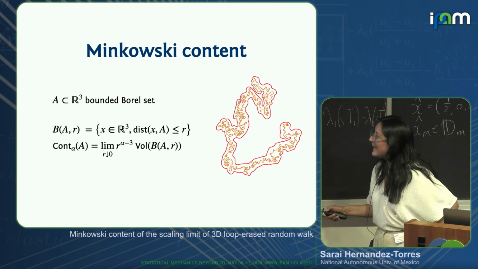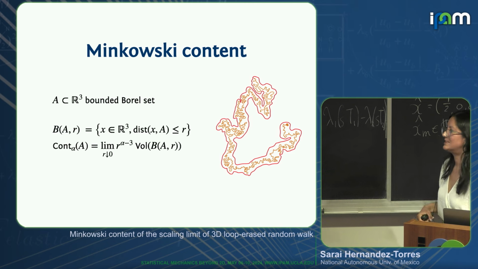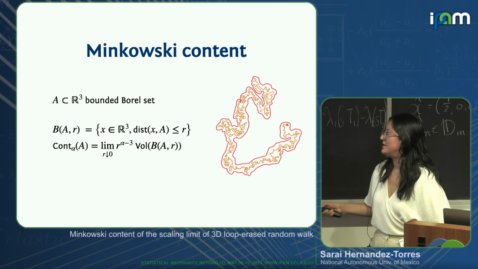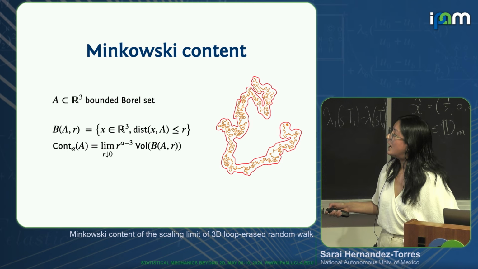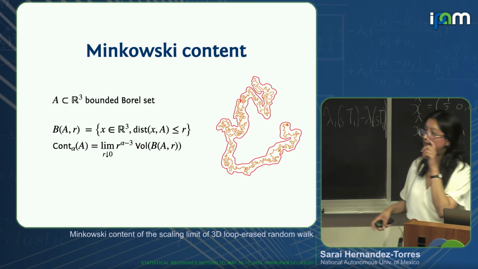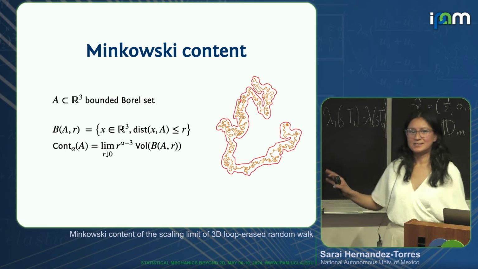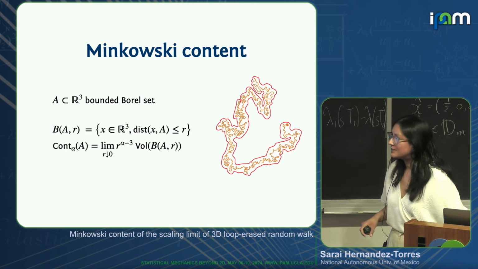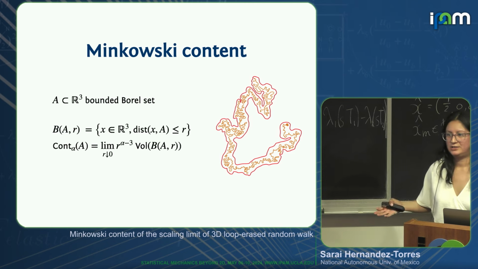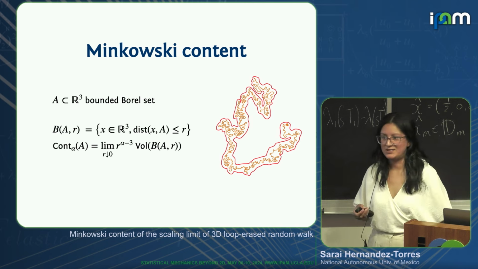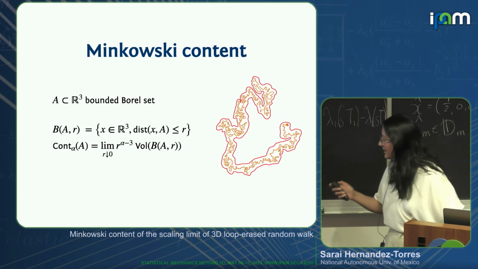And then the alpha content of that subset A is this limit, when you take the volume of your enlargement and then you multiply it by this rescaling factor, R to the alpha minus 3. And of course, as it happens with these fractal measures, this is going to be trivial except for one value. That would be the Minkowski dimension or the box dimension.